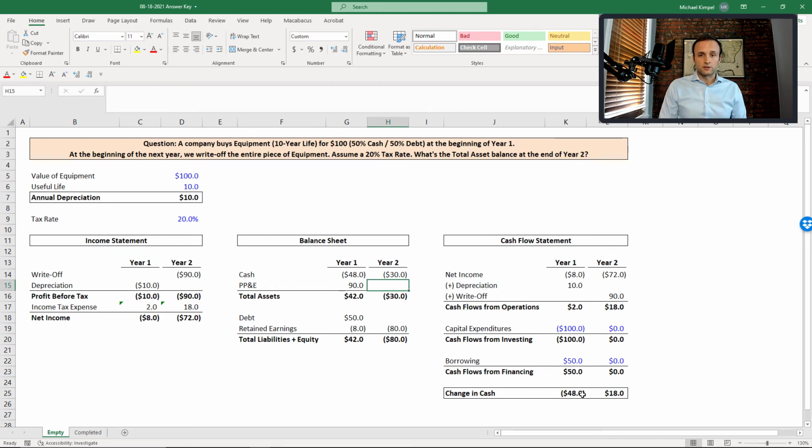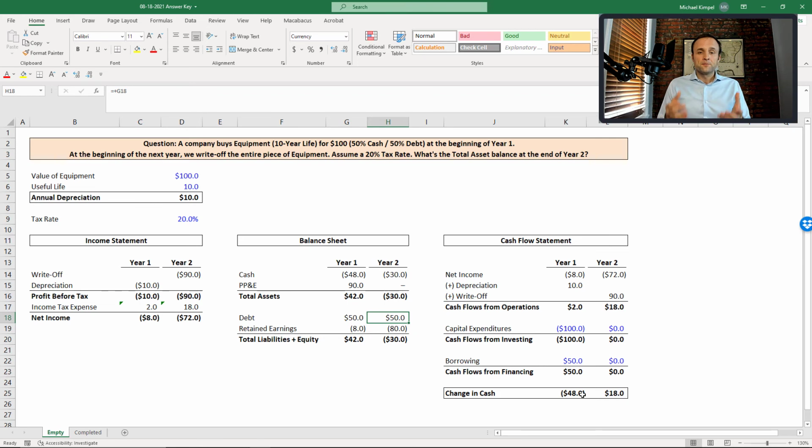Again, it's always good to ask yourself with this step four, what happened here? Well, we wrote off a piece of equipment. So we have the prior year balance plus this $90 write-off. And then debt stayed the same. So we're going to keep debt at $50. And once again, we're balanced out. And the answer to your question for the year 2 asset balance here is -30.